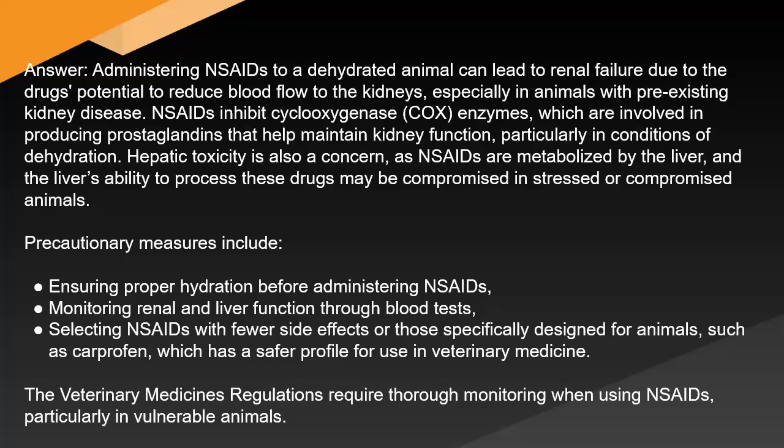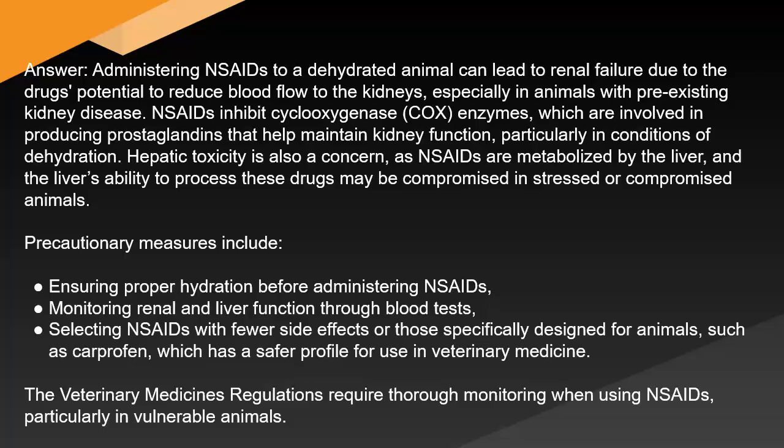NSAIDs inhibit cyclooxygenase (COX) enzymes, which are involved in producing prostaglandins that help maintain kidney function, particularly in conditions of dehydration. Hepatic toxicity is also a concern, as NSAIDs are metabolized by the liver, and the liver's ability to process these drugs may be compromised in stressed or compromised animals.